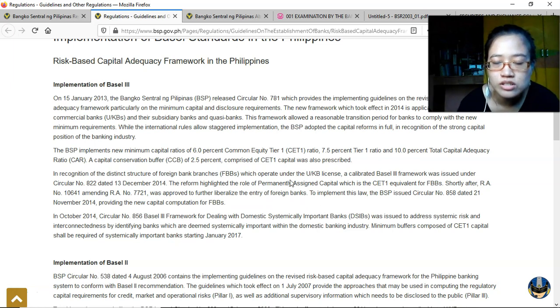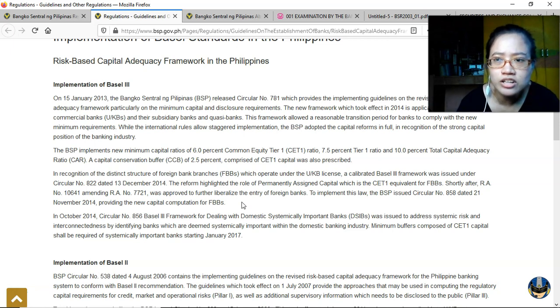Okay, so this part here is imposed on foreign banks. To implement this law, the BSP issued Circular Number 858 dated November 21, 2014, providing the new capital computation for foreign bank branches.